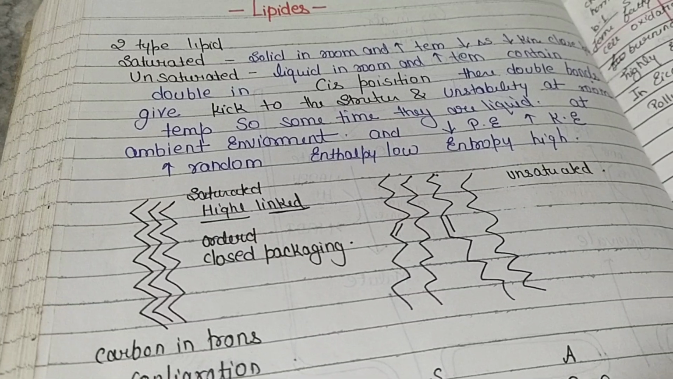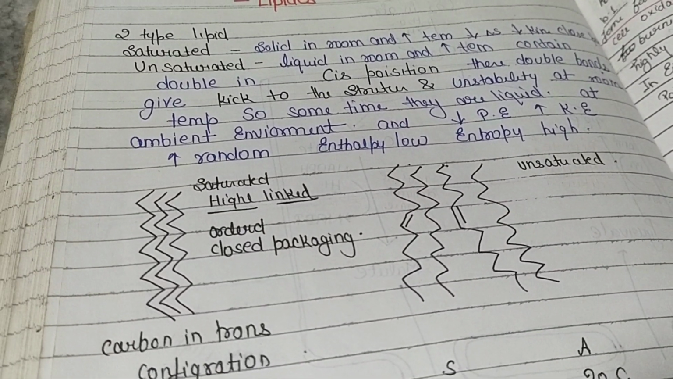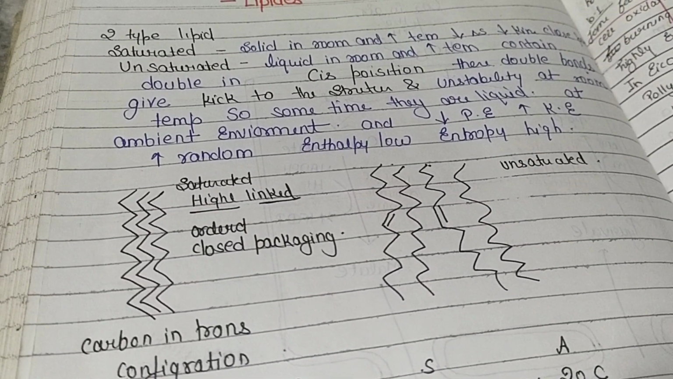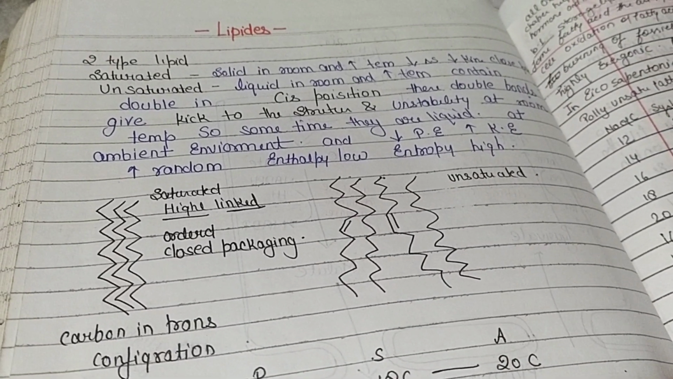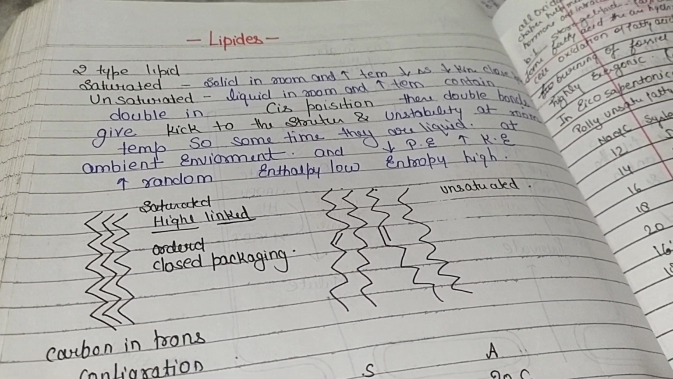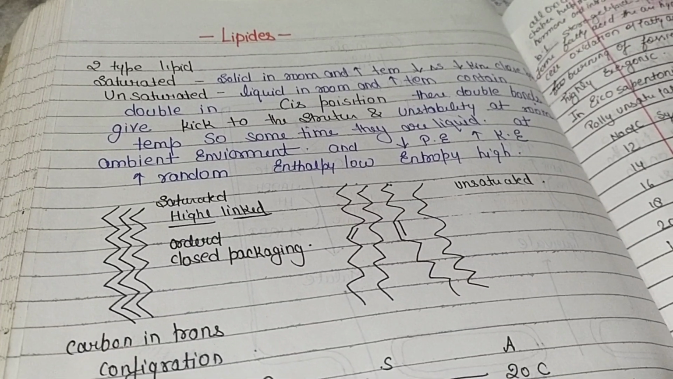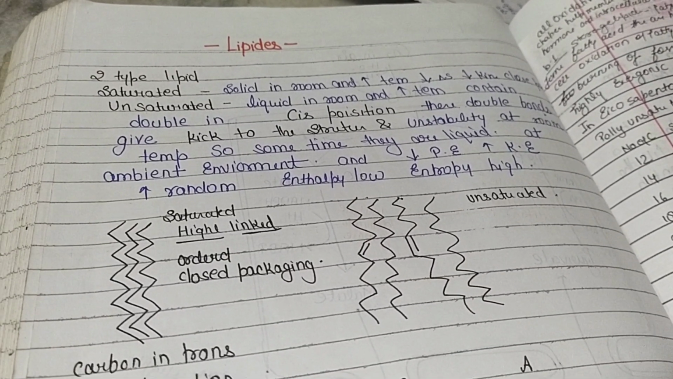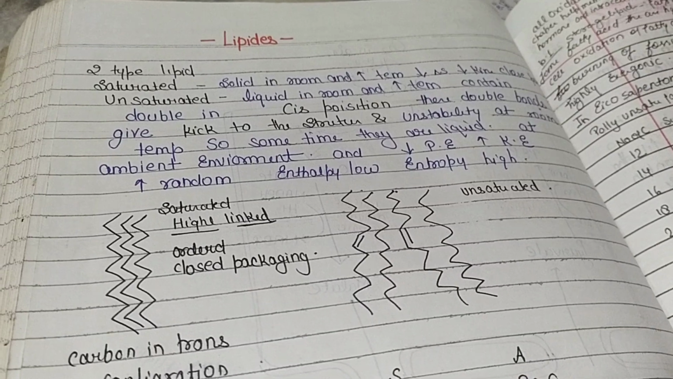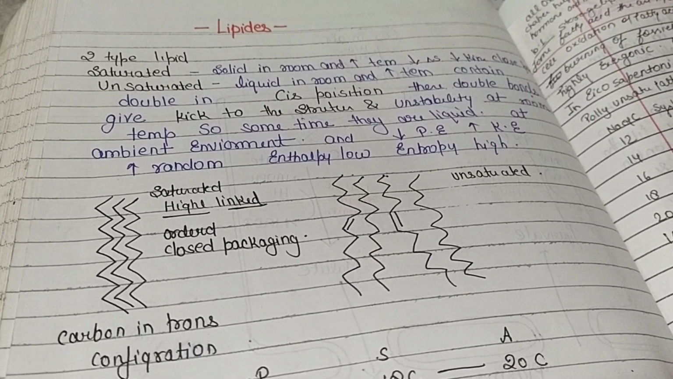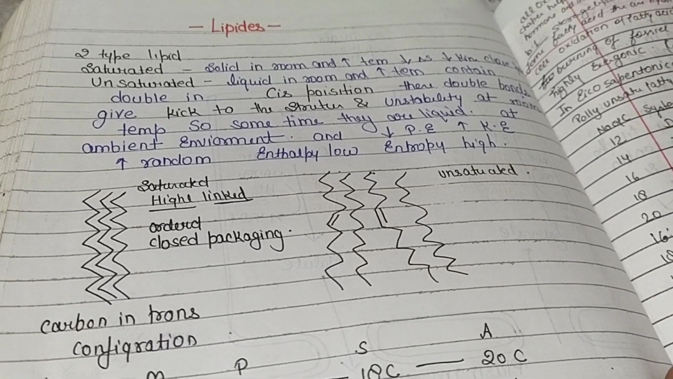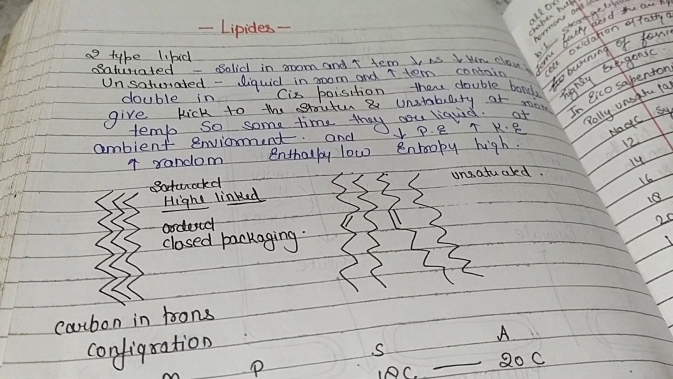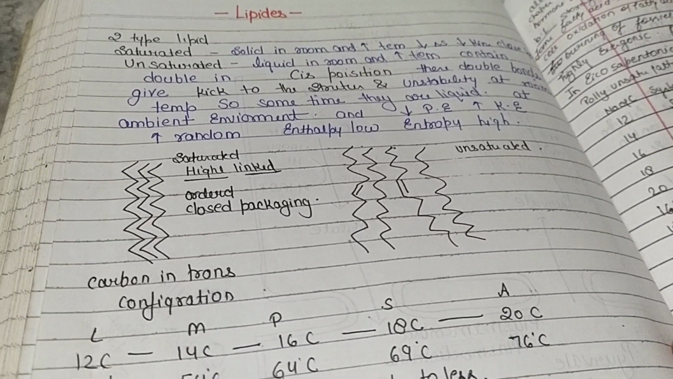Unsaturated lipids are liquid at room and high temperature and contain a double bond, so they are known as cis position, and saturated lipids do not contain a double bond, so they're known as trans position. In unsaturated lipids, the double bond gives a kink to the structure and instability at room temperature. So sometimes they are liquid at ambient environment, with low potential energy, high kinetic energy, high randomization, low enthalpy, high entropy.